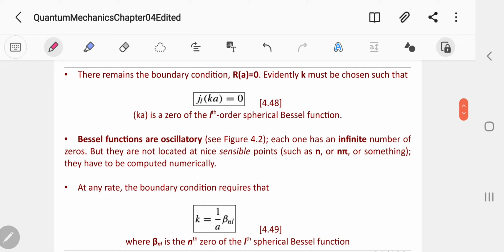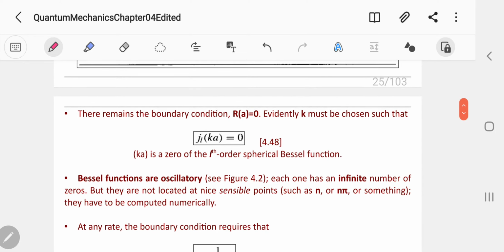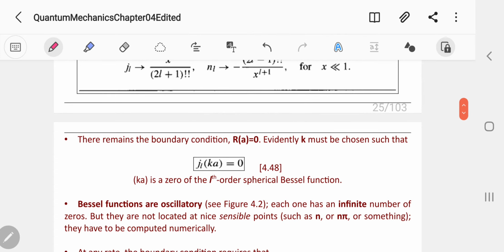So now at R of A, the wave function should be equal to 0 since it's continuous at the surface. Beyond the surface, the barrier is infinite, or the potential is infinite, so it should be 0 at R of A, so that JL of K A is equal to 0.